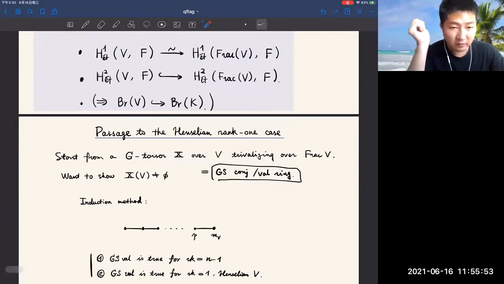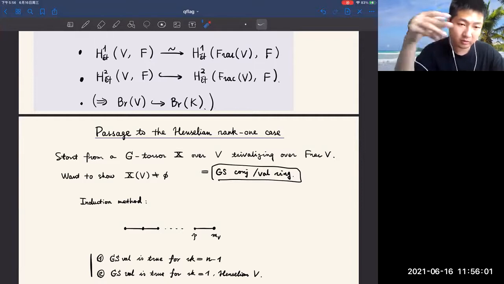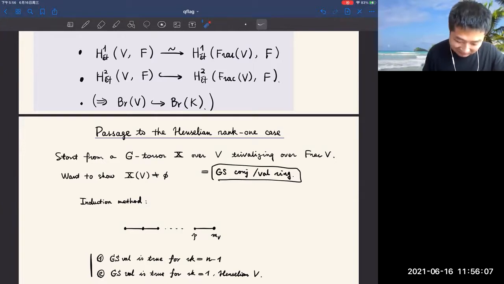After we prove the case of tori, we can reduce to the Henselian rank one case. In fact, in this reduction, we also use the case of tori. The order cannot be permuted. So our goal is to prove the Grothendieck conjecture.